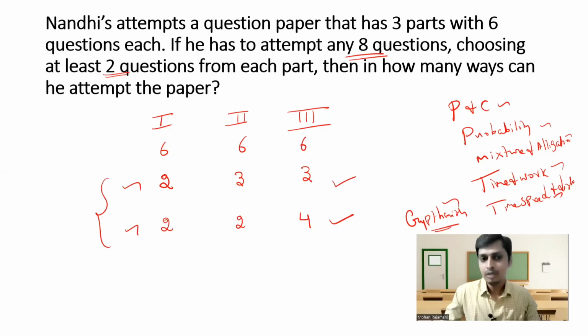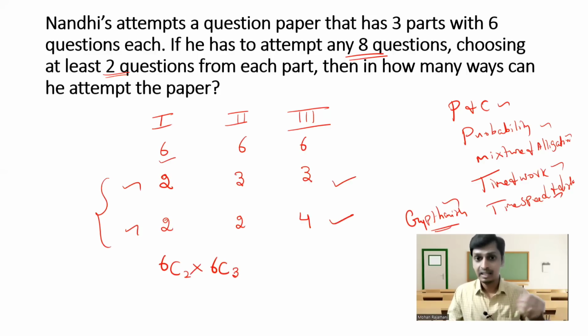Okay, now you have 6 questions, right? In section 1, you have 6 questions. From that 6, you have to select 2 questions. In how many ways is it possible? In 6C2 ways it is possible. And from section 2, you have to select 3 questions from 6 questions. And from section 3, you have to select 3 questions from 6 questions. Now 6C2 into 6C3 and 6C3. So this is the combination of selecting 2 questions, 3 questions and 3 questions.